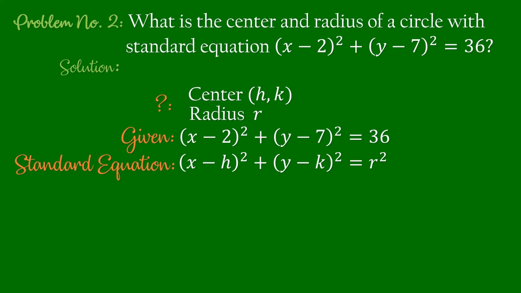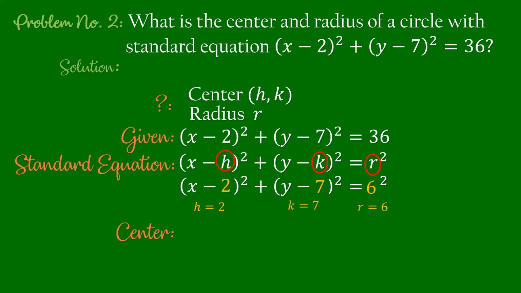Having all this, we just have to express 36 in the form r squared. 36 is 6 times 6 or 6 squared. Now we have to identify the corresponding values of h, k, and r. H is 2, k is 7, and r is 6. So we can now determine the center as well as the radius. Remember, center is point (h, k), therefore our center is (2, 7) and the radius is 6 units. So that's how we determine the center and the radius of a circle given the standard equation.